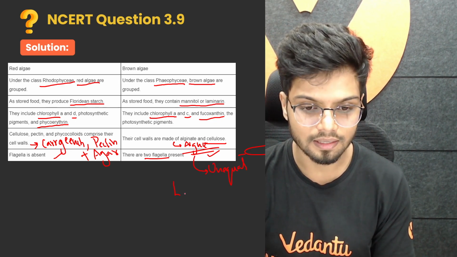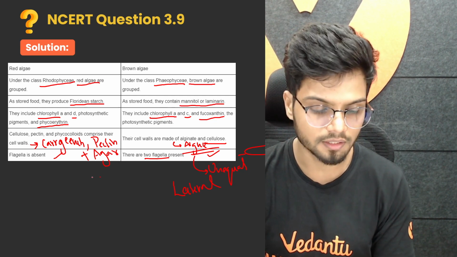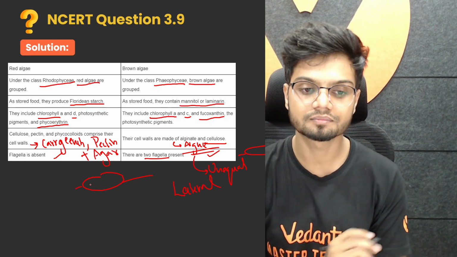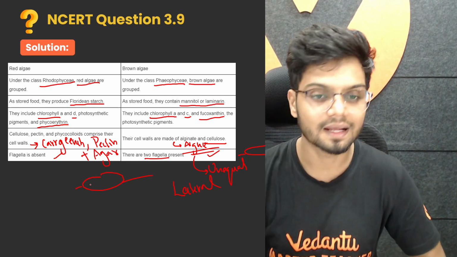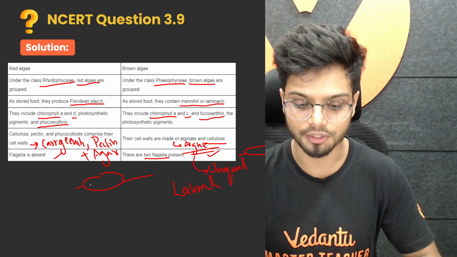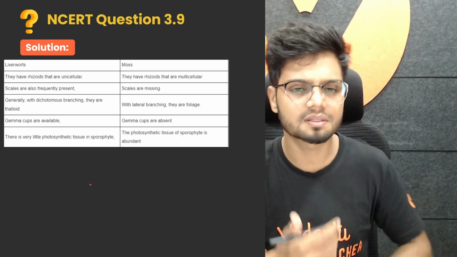Unequal and lateral flagella. Clear? That is the difference between red algae and brown algae, which you need to know. Now let's look at the difference between liverworts and mosses.